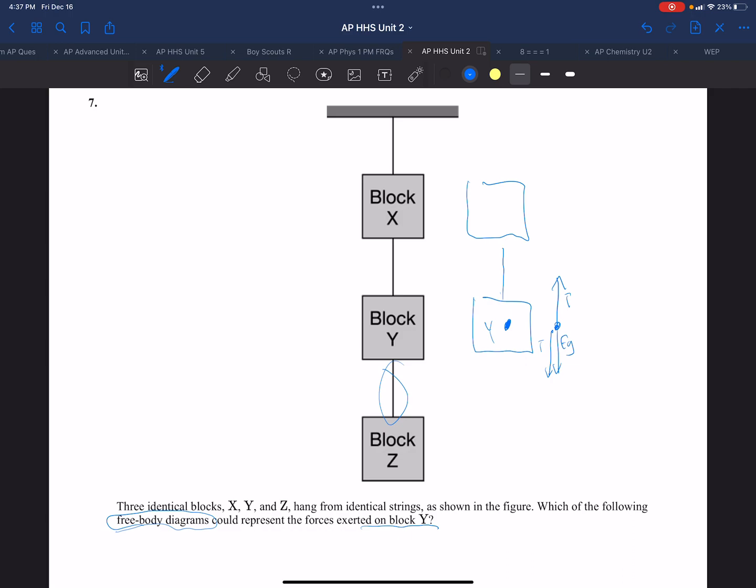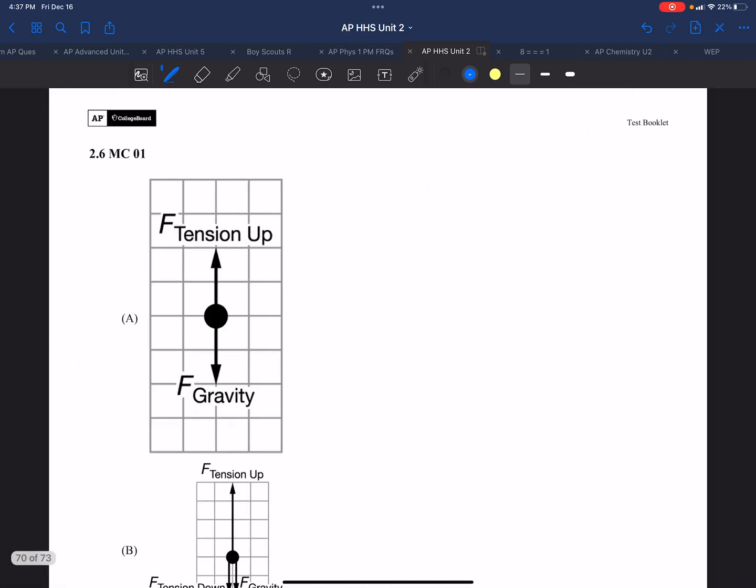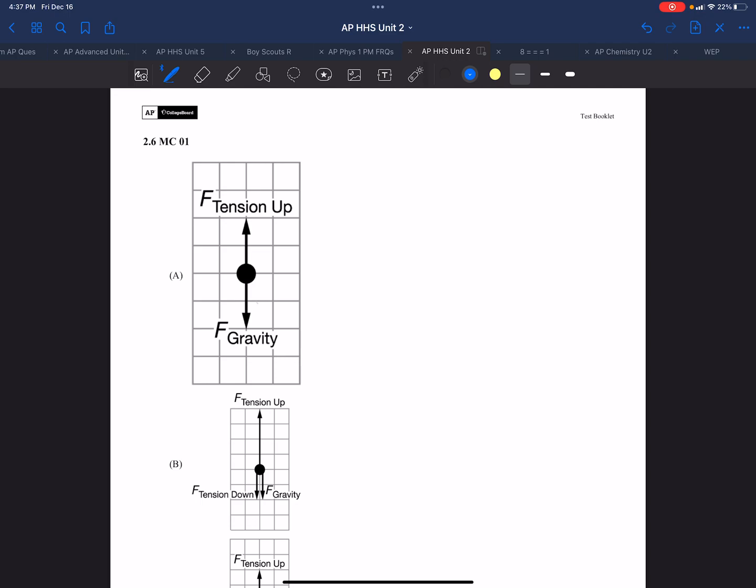And since the net force is 0, it's not accelerating. To do this to scale, whatever Fg is and whatever T is, this other tension upward must be large enough to handle both of those, to balance both of those. So let's look at the choices we have available to us. The first one omits tension for block Z.